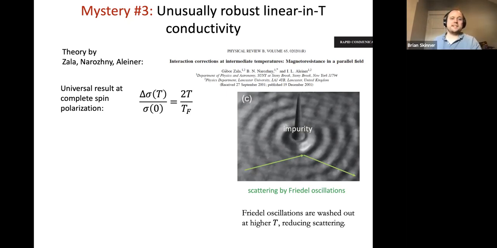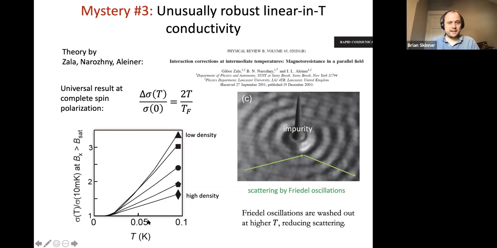And the nice thing about their theory is that at complete spin polarization, it has a sort of universal dependence. They say that when your electron gas is completely spin polarized, you should have a delta sigma increase in conductivity relative to its zero temperature value that goes like 2T over T Fermi. So okay, here's the data we have. If we make our best estimate of what T Fermi is at these different densities, these green lines are what you get.